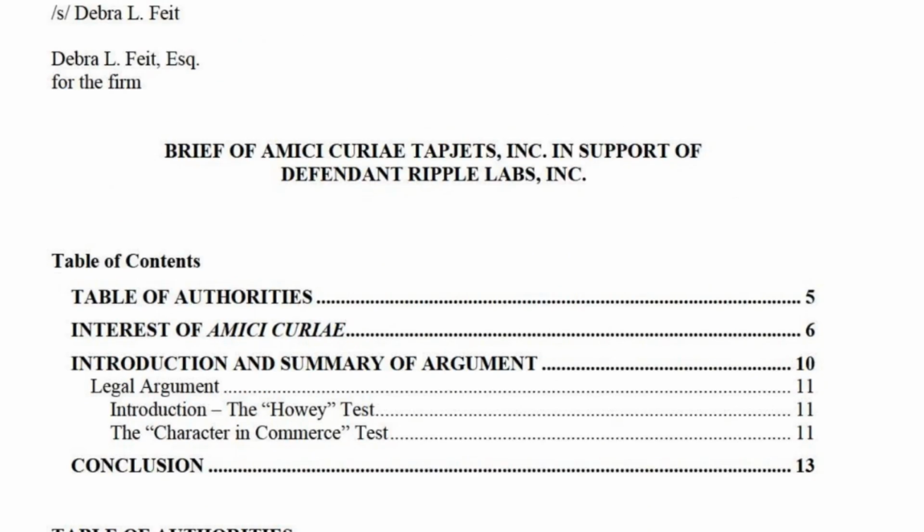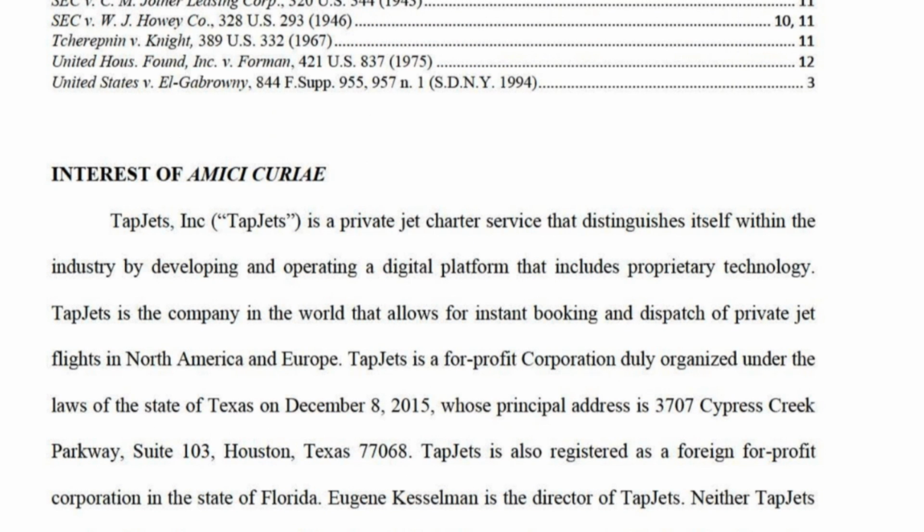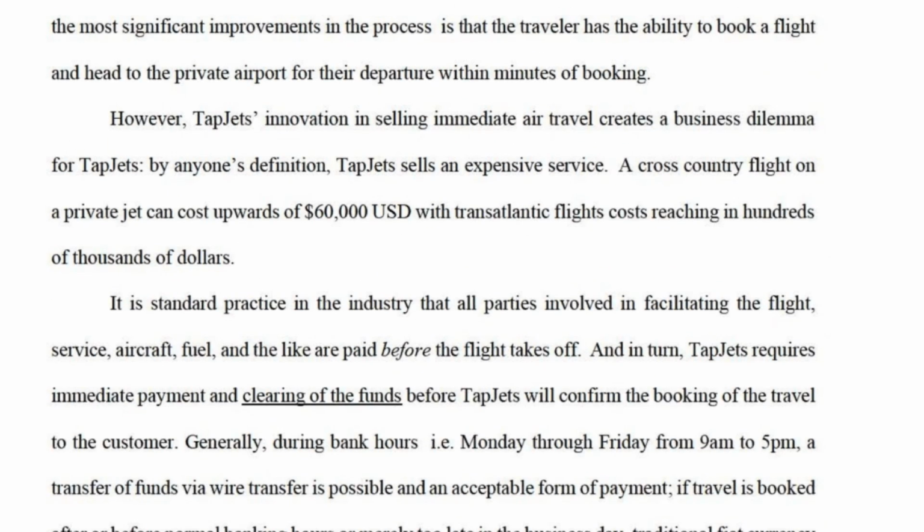TapJets, which accepts XRP in exchange for its services, claims that such a payment option is vital because it allows you to book flights during non-business hours of banks, while not having restrictions on transactions for transfers. Thus, the company is able to provide its services in real time. In the offer letter, TapJets insists that it has no financial relations with the defendants in the case.